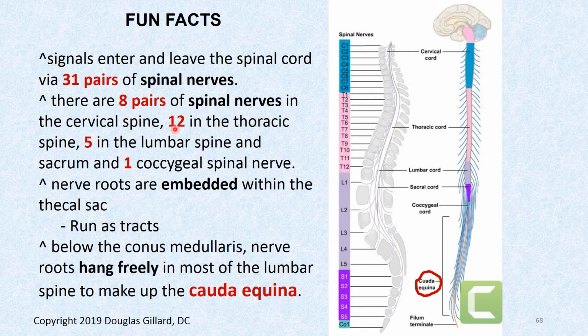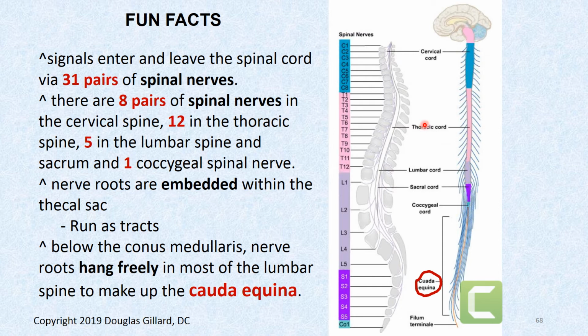There are 12 in the thoracic spine, 5 in the lumbar spine, and only 1 in the coccygeal region, but there's an extra one here in the cervical spine. So there are actually 8 pairs of spinal nerves that come out of 7 holes. The first one comes over the top of the posterior arch of atlas. The second one goes underneath through the IVF of atlas and axis. So C1's a little special. All right, we'll probably look at that more when we get to the cervical region.